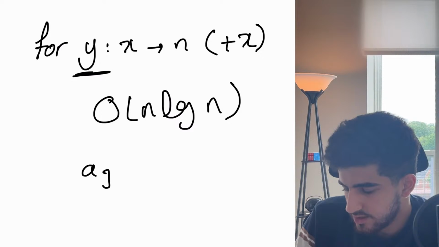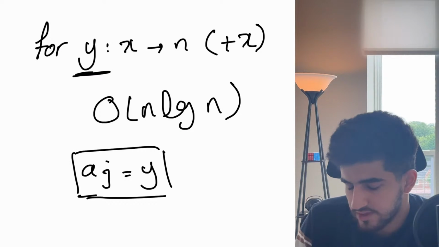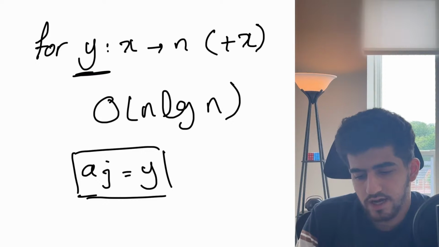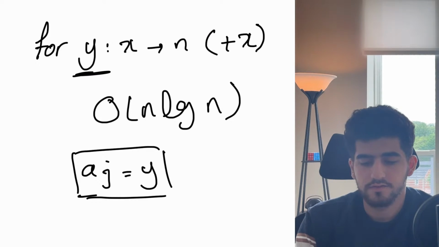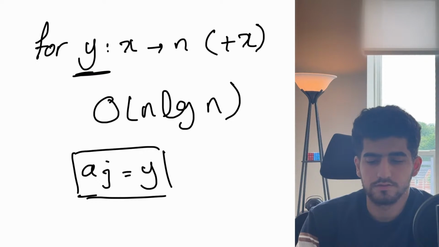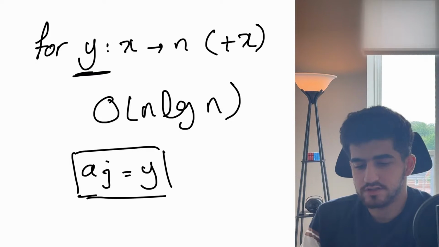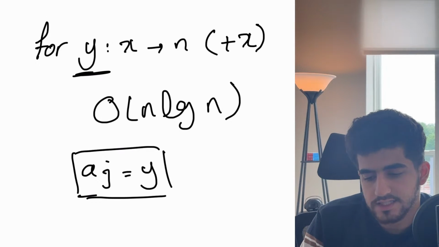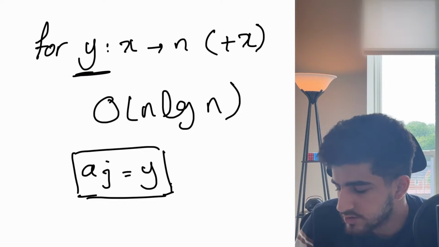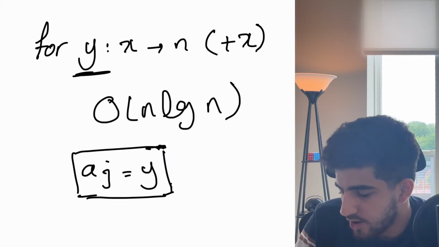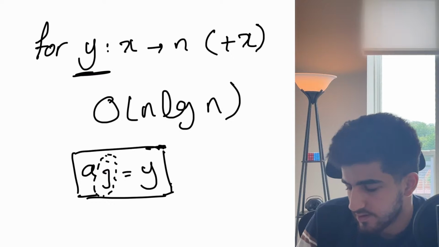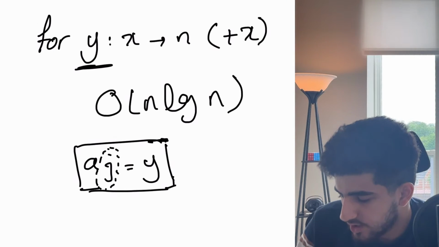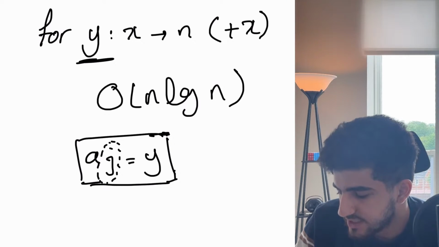A of j should be equal to y. I have another vector for them, and maybe it's good to also show you my code in this part, but anyway, I just consider all these j's such that a of j is equal to y. Okay, so I consider all the j's such that a sub j is y.